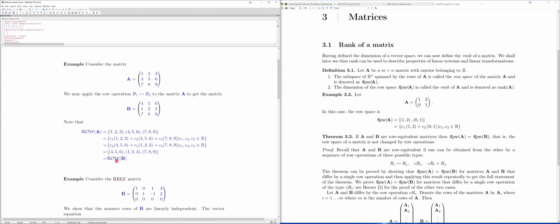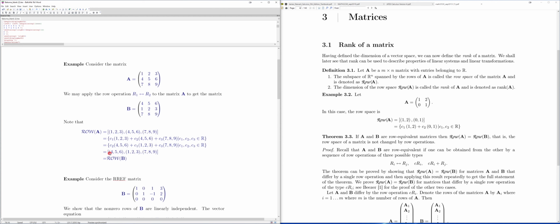Now, what is the row space of B? What I'm going to do is take the row vectors 4, 5, 6, 1, 2, 3, 7, 8, 9, and then take the span of those. The span of those, by definition of span, is equal to this third line over here. And now to justify that the row space of A is equal to the row space of B, all I need to do is justify that the second line is equal to the third line.